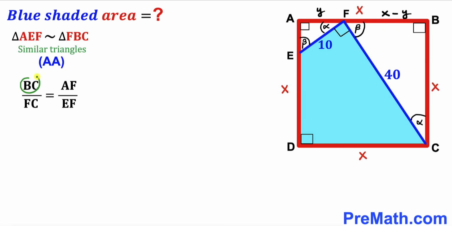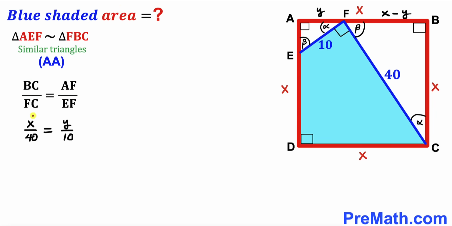We can see our BC length is X, so I'm going to replace that with X over here. The segment FC length is 40, so I'm going to replace that with 40 over here. And likewise, AF segment length is Y, so I'm going to substitute Y over here. And finally, this EF length is 10, so I'm going to write down 10 over here.